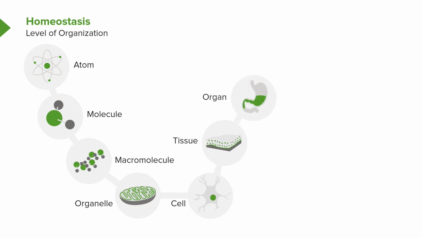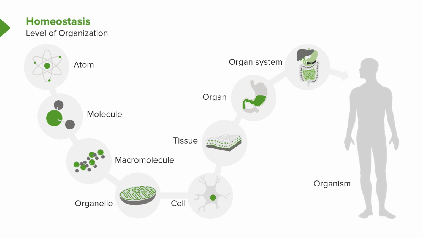Organ systems will also regulate a homeostatic norm. Organ systems together regulate the body's various homeostatic mechanisms, such as the blood. And then finally we have the whole organism that needs to be regulated.